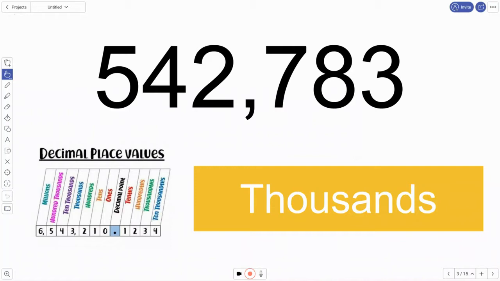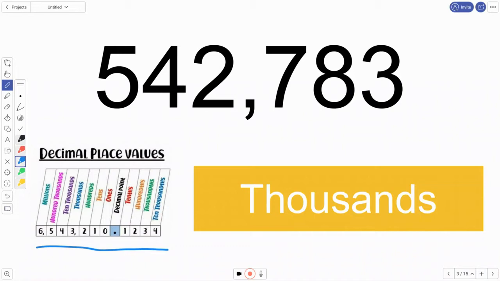Our first thing we're going to do, and you can see I have that chart now in the corner, is look at place value. I'm going to ask you what digit or what number is in a certain place value place. Okay, so if I look at this, I've got this number 542,783. All right, and I want to know what number is in the thousands place. Okay, so I'm going to use this chart down here to help me. This chart is super helpful.